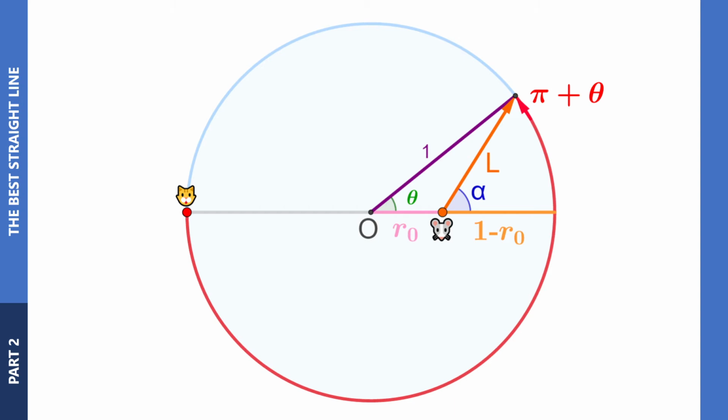But why would the mouse want to swim more than needed? Because it will also force the cat to run a longer distance. Oh yeah, indeed. The cat has to run at least half a circle, so a distance pi. If the mouse goes with a certain angle alpha, the cat will have to run a longer distance. This distance will be pi plus theta, where theta is the additional angle that the cat has to run to catch the mouse. But why will the cat not go in the other direction and run a distance pi minus theta?